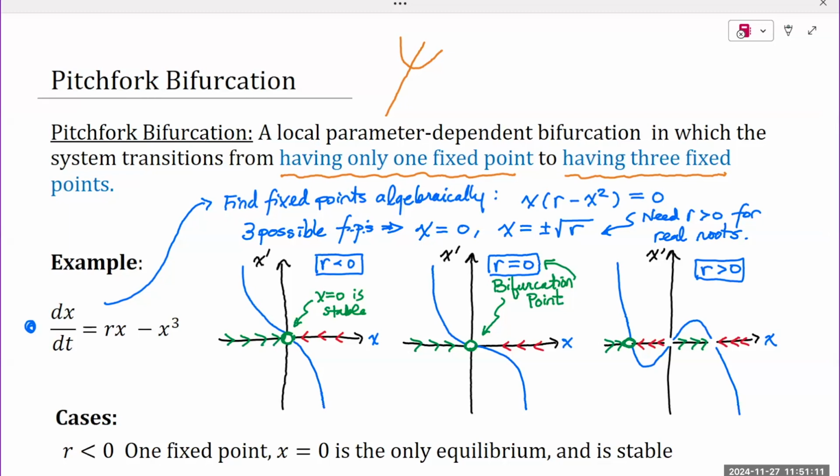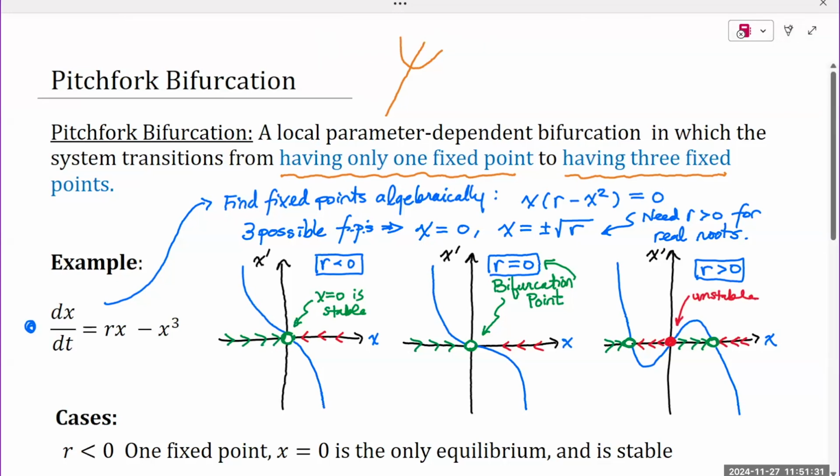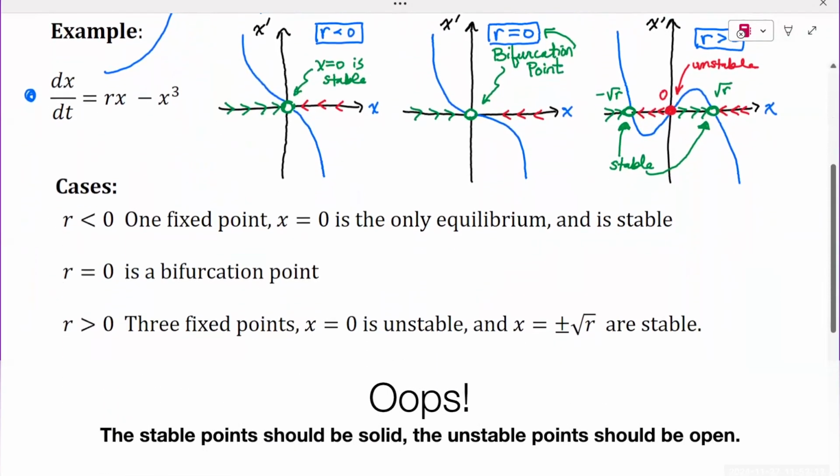The left-hand equilibrium point is stable. The right-hand equilibrium point is stable. And 0, 0 has lost its stability and become unstable. Let's take a look at what the bifurcation diagram is going to look like in this case.